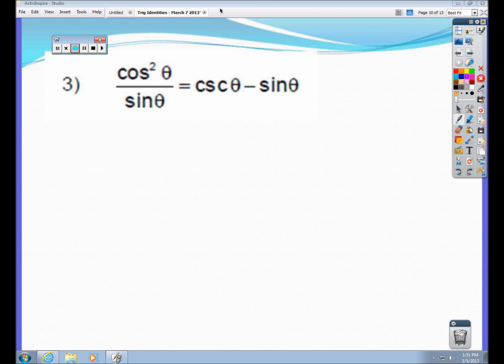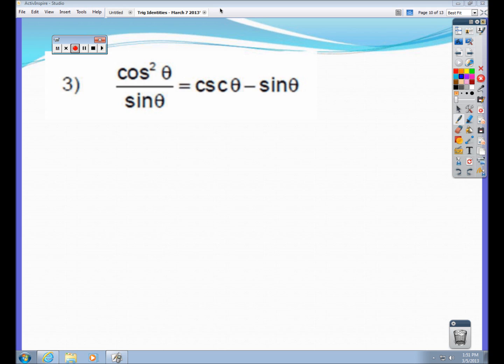In case you wanted to see a few extra examples, I'm going to put 3 more examples up here. Okay, and again, remember, we're only going to use one side of the equation to work with until we get the same thing that's on the other side. It does not matter if you start on the left or the right. You can start on either side.